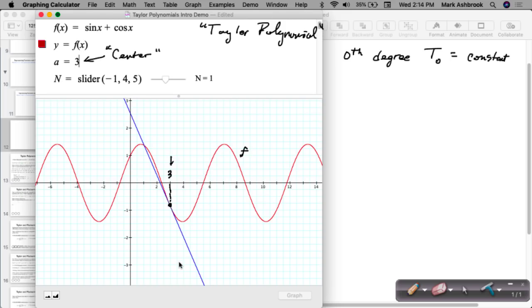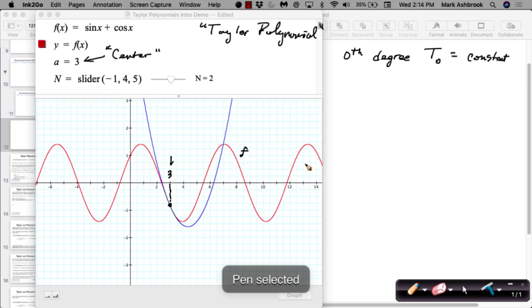What kind of graph is a quadratic? Parabola, right? So a parabola will get the function value right, it'll get the first derivative right, and also the second derivative right, and it will look like a parabola. Now notice what's happening. So this is the quadratic approximation or 2nd degree polynomial. This is T2 or quadratic approximation.